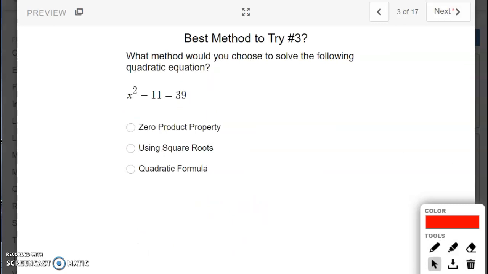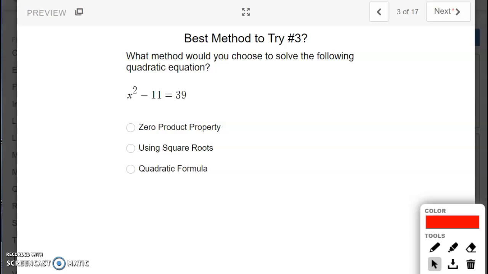Number 3, what method would you use for solving this problem? x squared minus 11 is equal to 39. In this case, we do not have the x term. We don't have something multiplied by x here. We only have the x squared term, and we just have two constants.